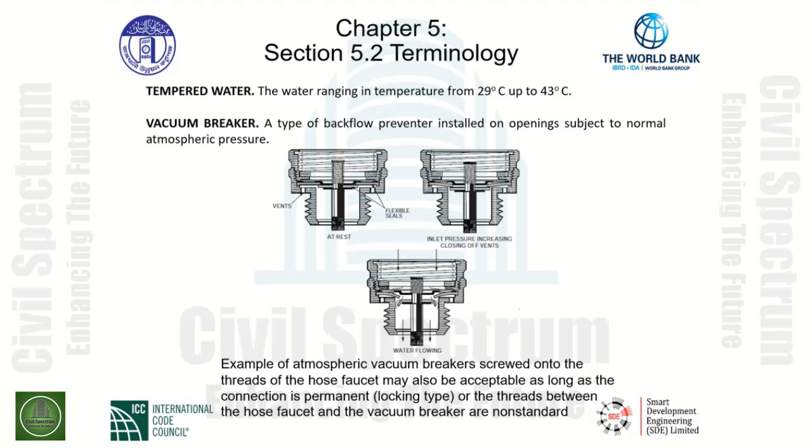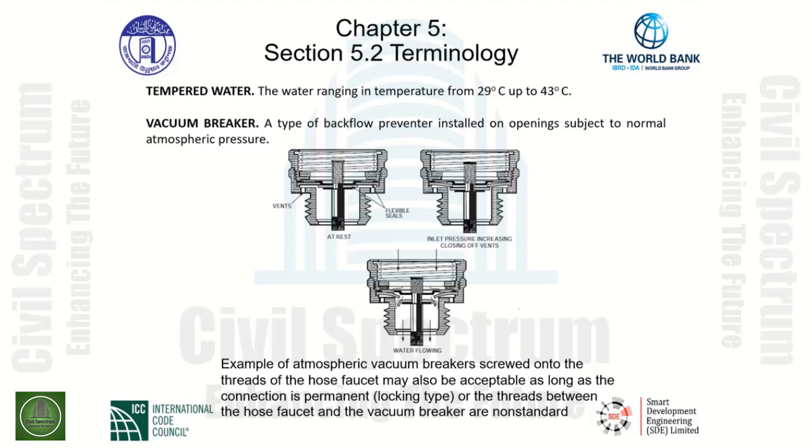As seen here, these are hose connections that are typically screwed on to the faucet itself or the hose bib outside of the building. As can be seen here in the upper left-hand graphic, this is an at-rest condition. There appear to be two flexible seals. With the flexible seals at rest, there is a no-flow condition.